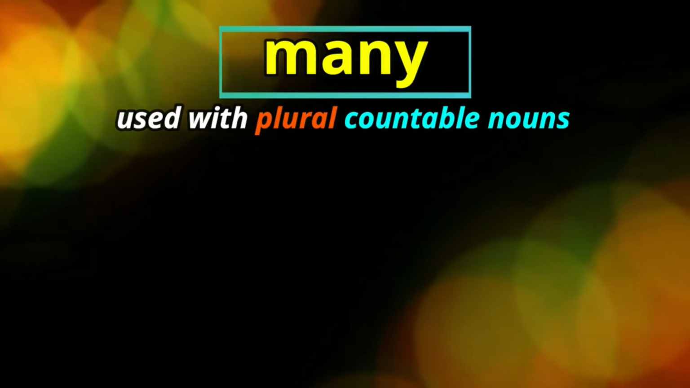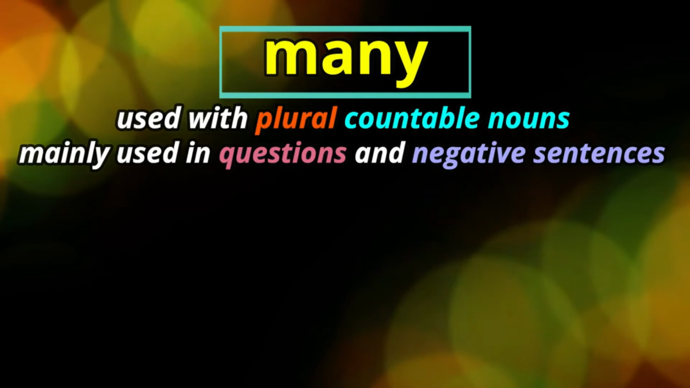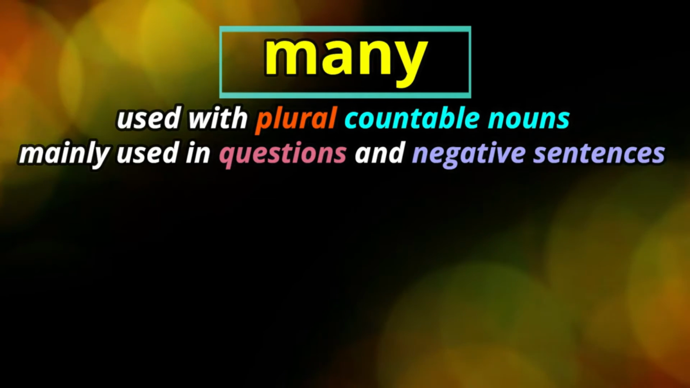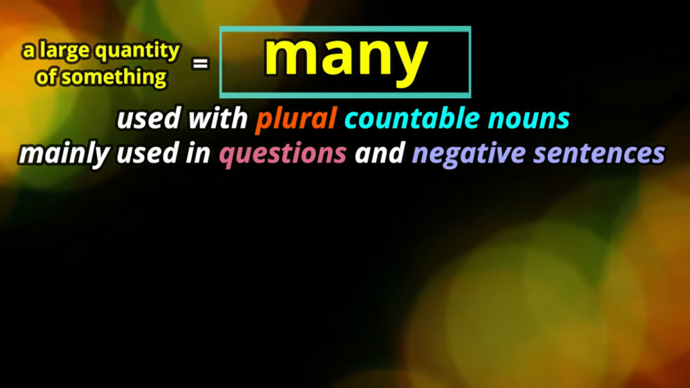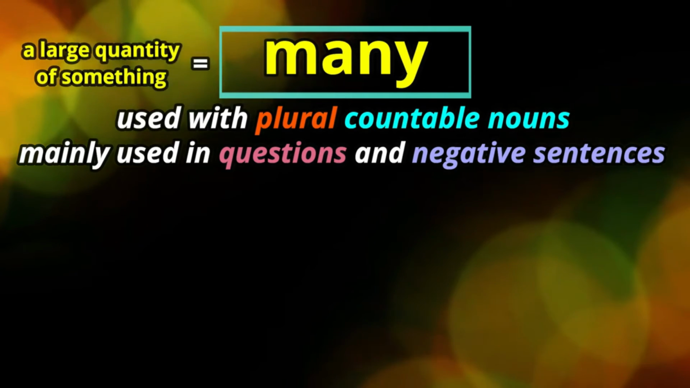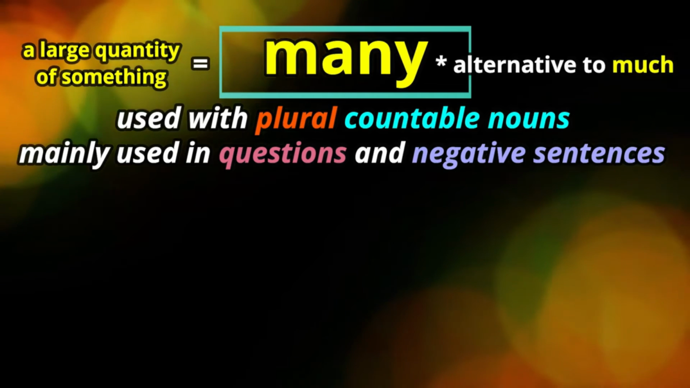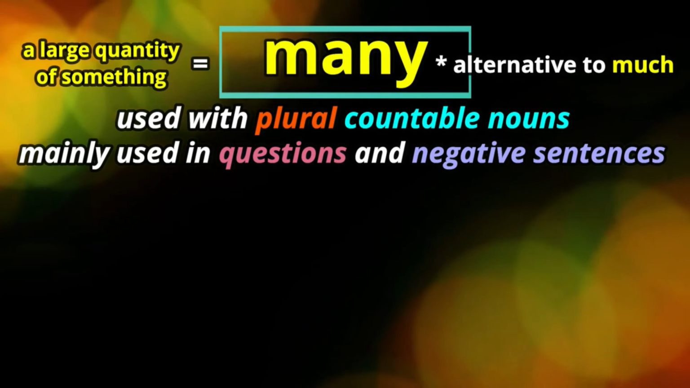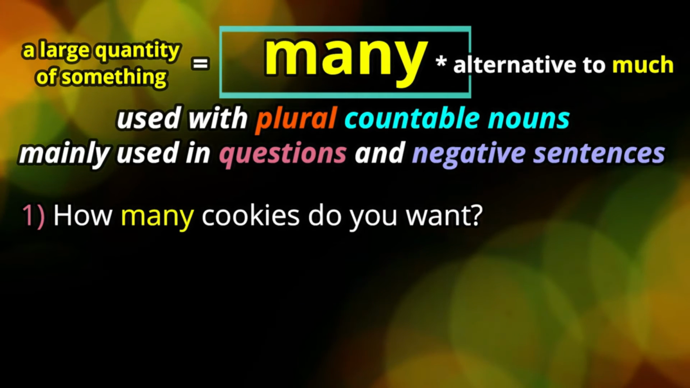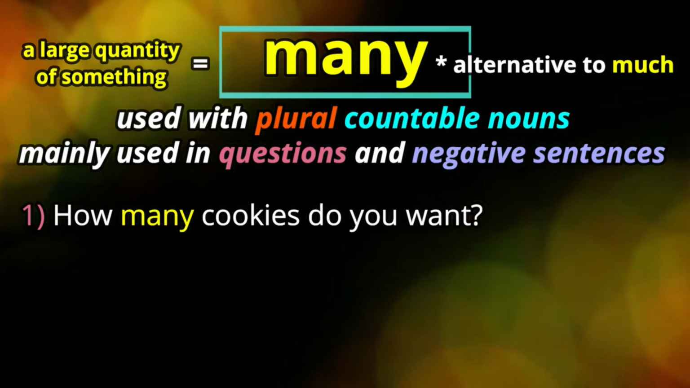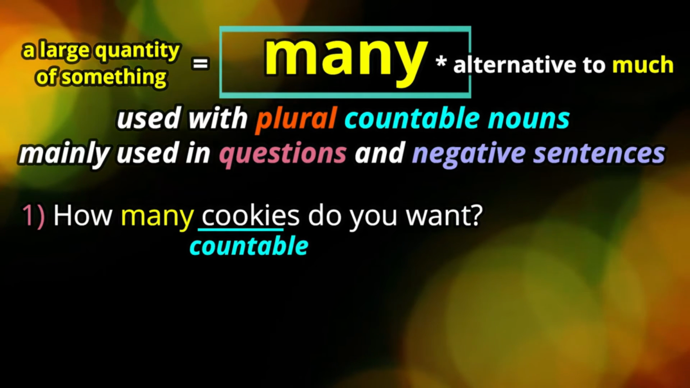All right, now let's look at many. Many is used with plural countable nouns. It's mainly used in questions and negative sentences. Similar to much, it's a large quantity of something. But many is the alternative to much because many quantifies countable nouns, like in the first example. Number 1, how many cookies do you want? Cookie is a countable noun. I can count cookies. 1, 2, 3.